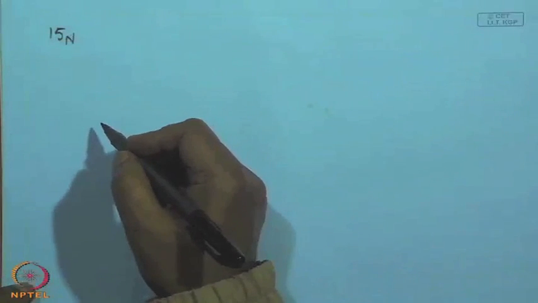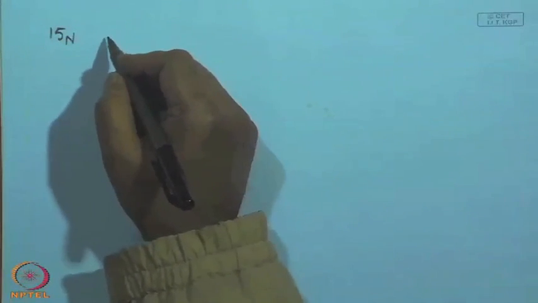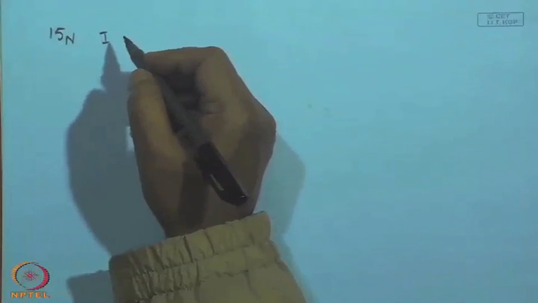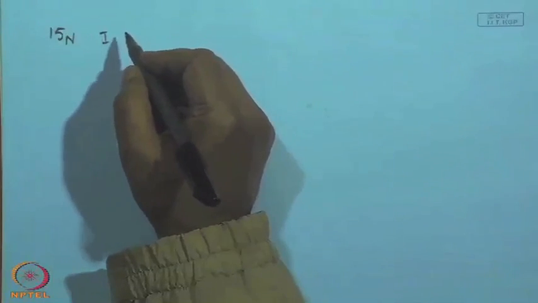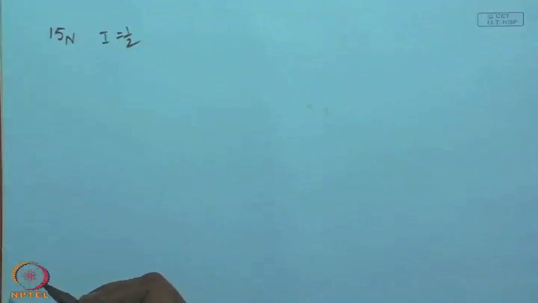The active nucleus, by now all of us know, right. The active nucleus most often used in NMR of heterocyclic chemistry is nitrogen-15. What is the I value? Nitrogen-15 I value? It's half. And what is the frequency? That also you have to know roughly.